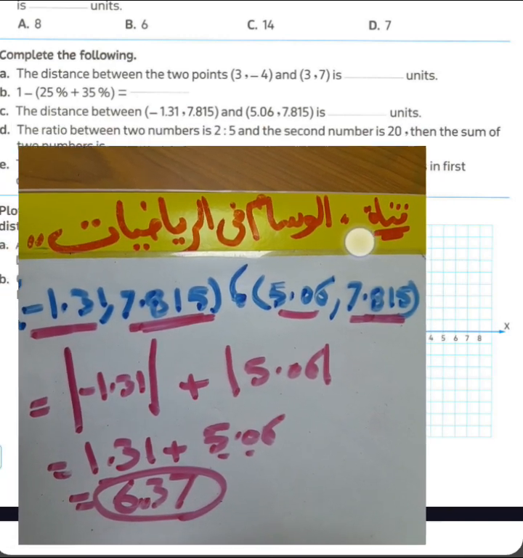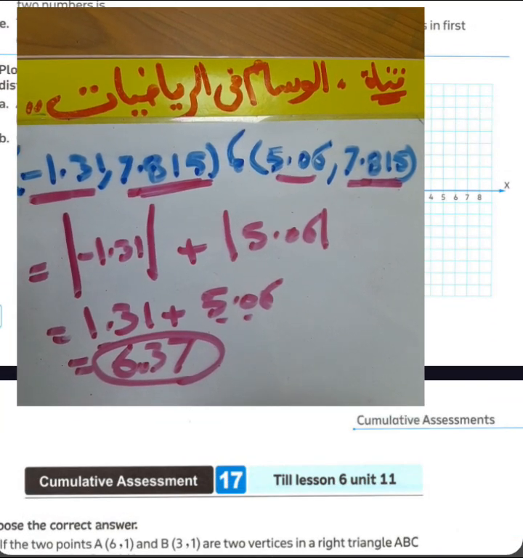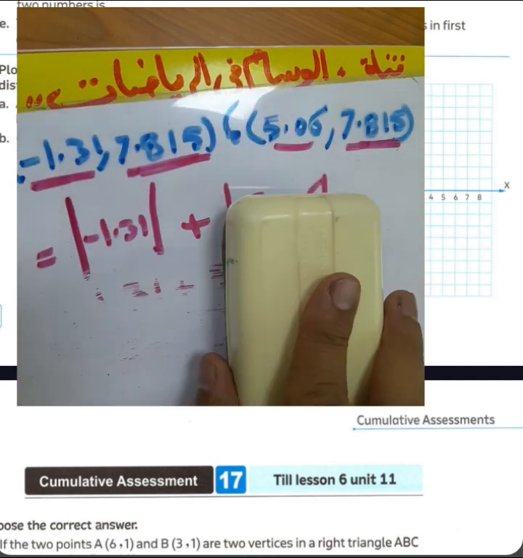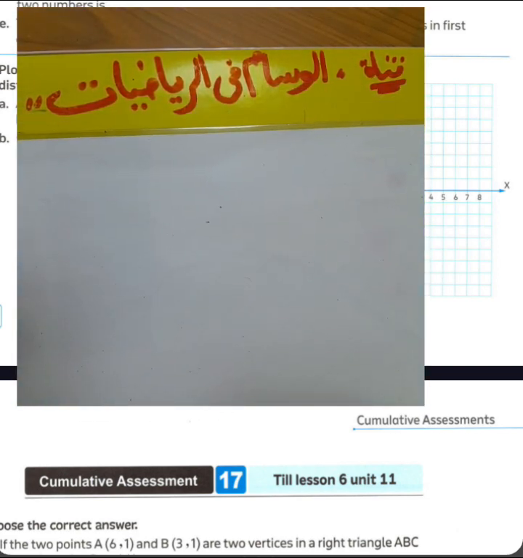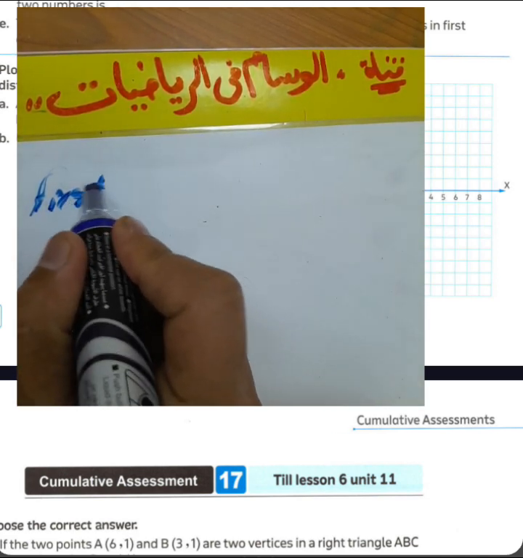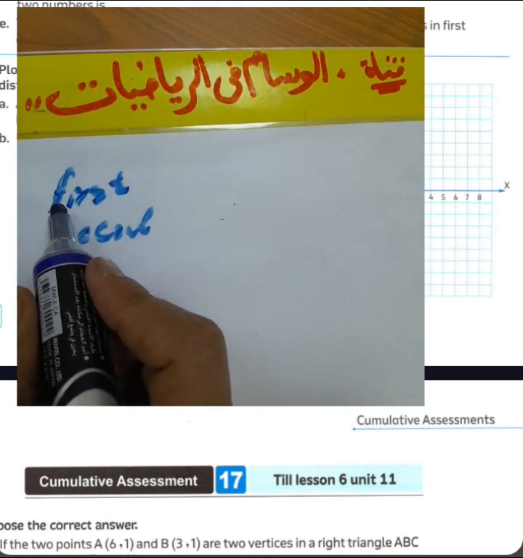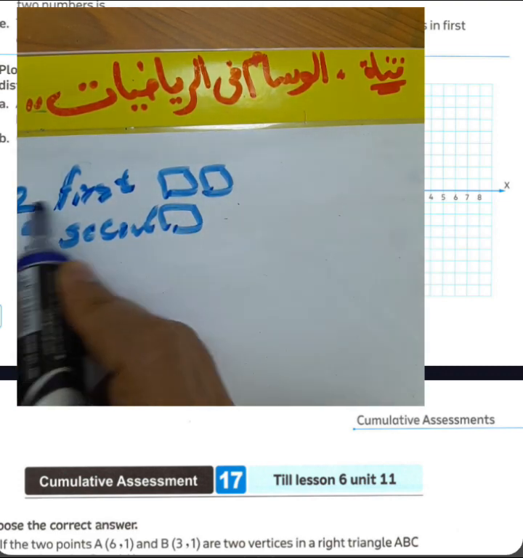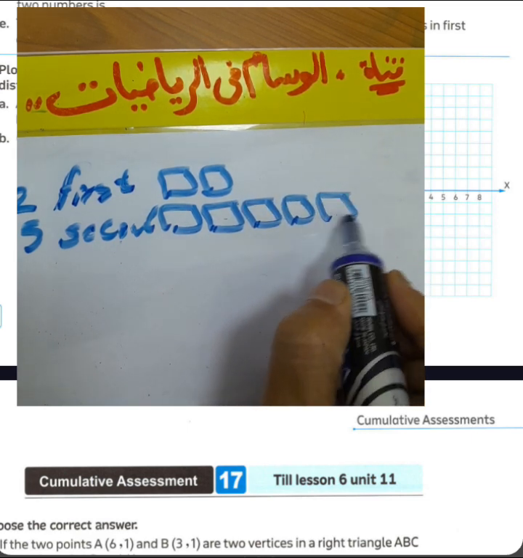Question here, letter D. The ratio between two numbers is 2 to 5 and the second number is 20. Then the sum of the numbers equal what? First number and second. The ratio between them equal 2 to 5. Then you must draw here 2 parts and here 5. 1, 2, 3, 4, and 5.